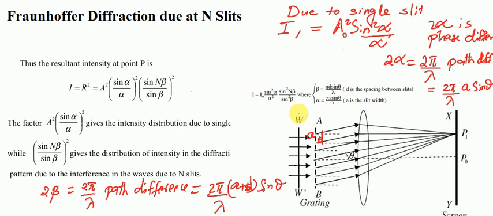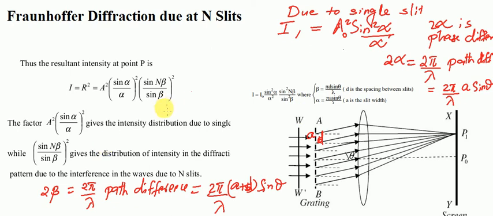Welcome students to the video module on Fraunhofer diffraction due to N slits. In the previous module we explained Fraunhofer diffraction due to a single slit. Then we learned Fraunhofer diffraction due to two slits. Now we consider a large number of slits of slit width a and separation between slits d.